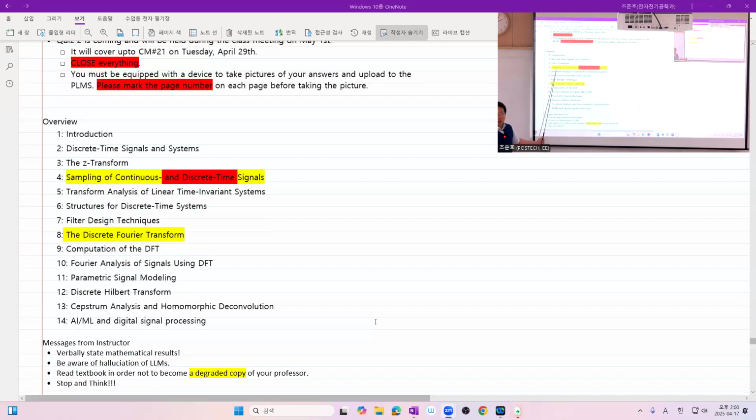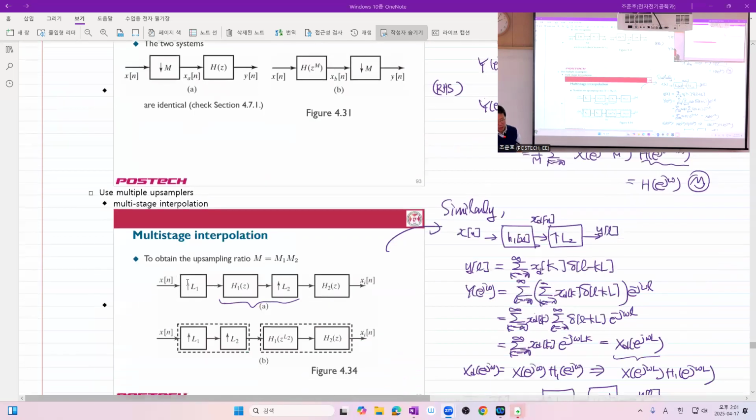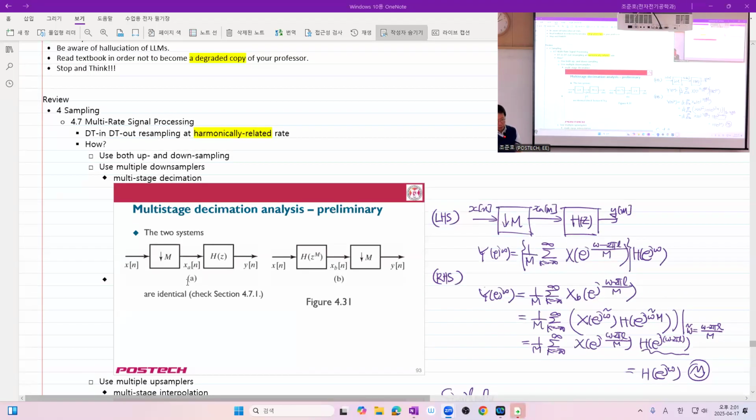So here goes the overview. Today, we are really finishing chapter 4 and jump to chapter 8. That's what I hope. So we start to study the core of the undergraduate DSP course, the discrete Fourier transform. So we have a lot of expectations. Here was the review, and I took a lot of time today to prepare for the review because I decided to talk about multistage decimation analysis, multistage interpolation analysis. That's what I prepared. So let me talk about it first.